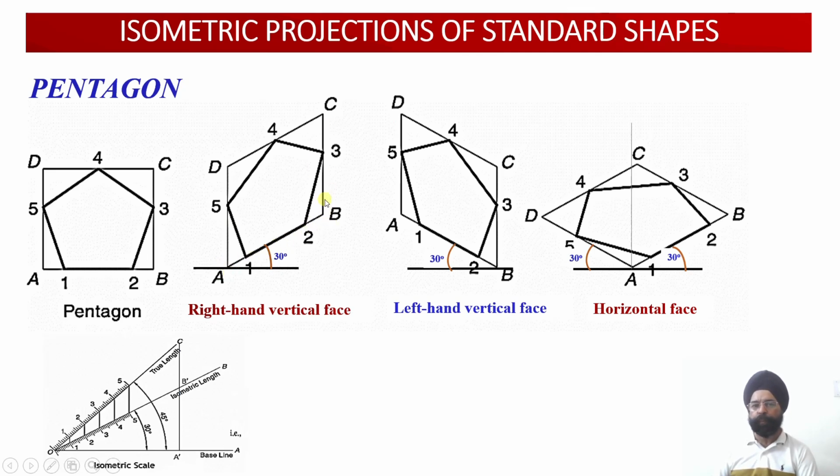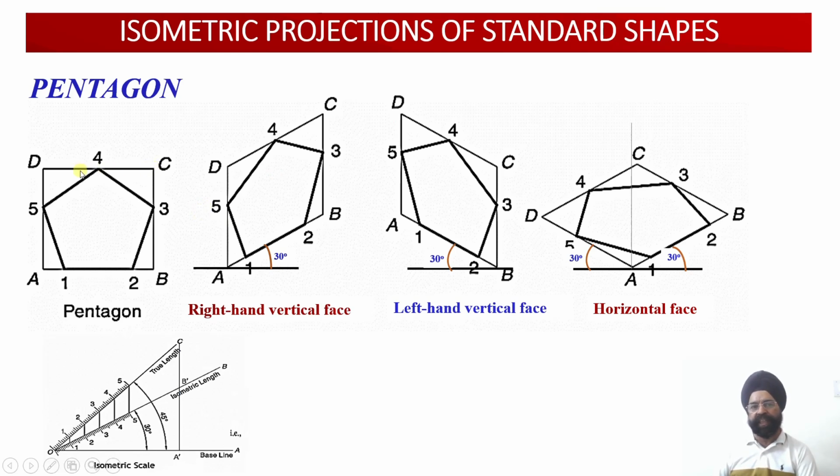Similarly, corresponding to the edge BC, now I am going to measure the distance of B3 in the true length, and that distance will be worked out in the isometric length. So that distance I am going to mark over here and over here. So points 3 and 5 will automatically be located.